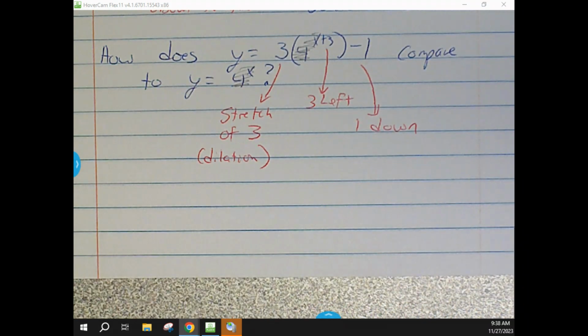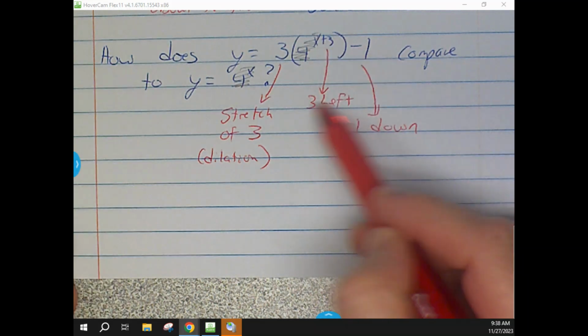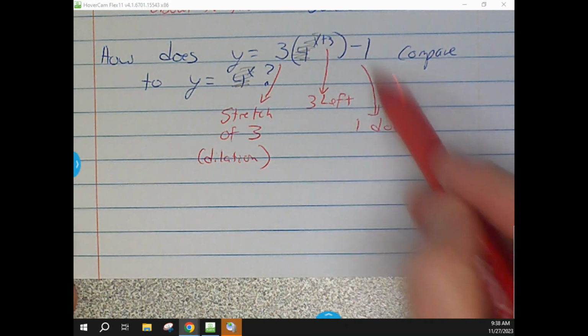Okay, so same thing we've been doing with all the other stuff. It's still some number in front. Anything bigger than 1, it's a stretch. Anything less than 1, it's a shrink or a compress. Still dilation, whichever way we talk about it. Anything on the inside is left and right. Anything on the outside of the exponent, that's an up or a down.